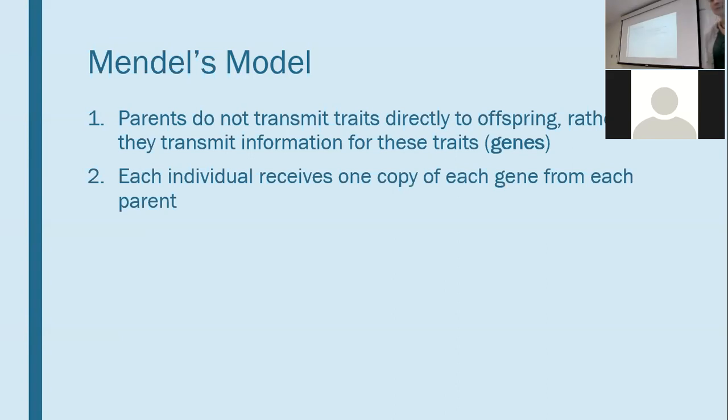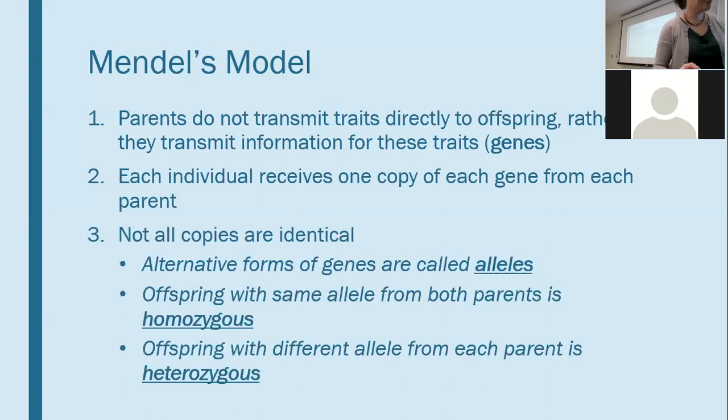All right. So every individual receives 1 copy of each gene from each parent, right? So conversely, you have 2 copies of every gene, right? And that there are 23 human chromosomes. You have 46 chromosomes in every cell because you've got a copy of each from your mom and a copy of each from your dad, right? So you have 2 versions, or at least 2 copies, of every gene that you've got in each of your cells. All right.